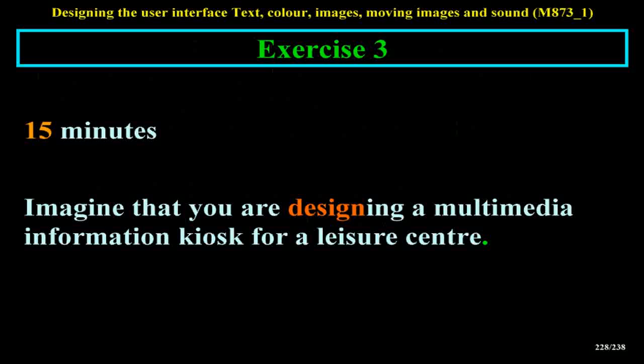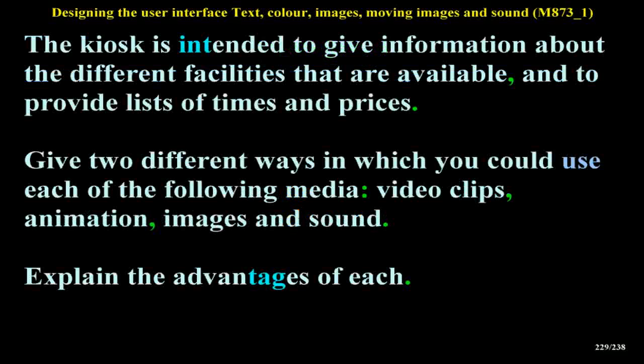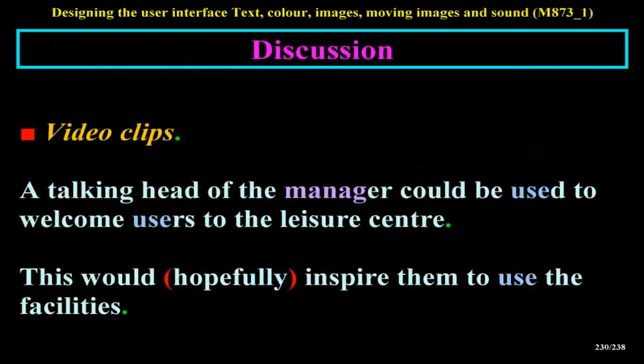Exercise 3. 15 minutes. Imagine that you are designing a multimedia information kiosk for a leisure center. The kiosk is intended to give information about the different facilities that are available, and to provide lists of times and prices. Give 2 different ways in which you could use each of the following media: video clips, animation, images and sound. Explain the advantages of each.